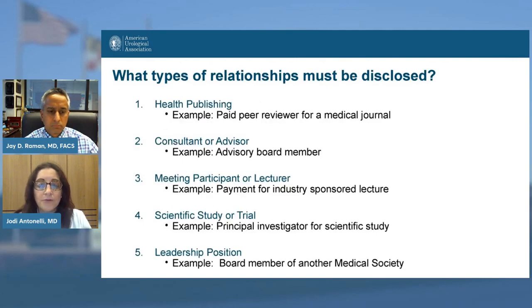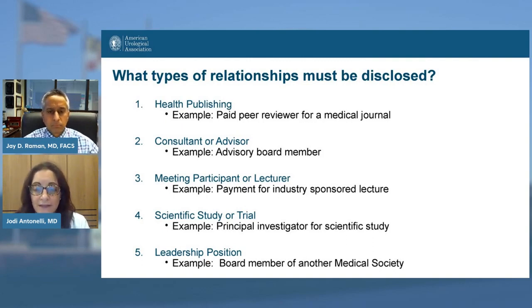So I think one of the most important questions is what relationships actually must be disclosed. So I'm going to go through these in a little bit of detail. The first is any relationship with health publishing. So this includes service on an editorial board, paid authorship or contributorship, service as a paid reviewer, and any publishing royalty arrangements that you may have.